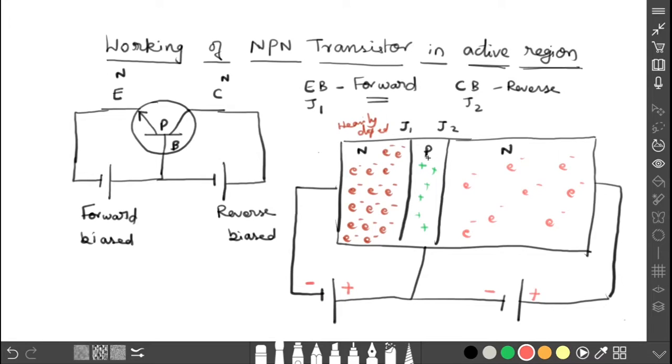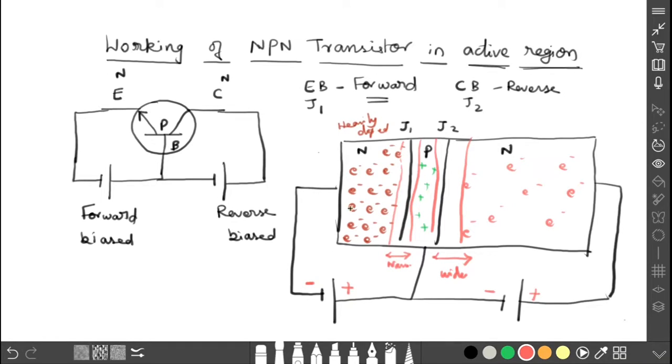Already we know that for the first junction, here I can draw the depletion region, right? This depletion region will be narrow, but here the depletion region will be wider, comparatively. So the junction J2 will have the wider depletion region.